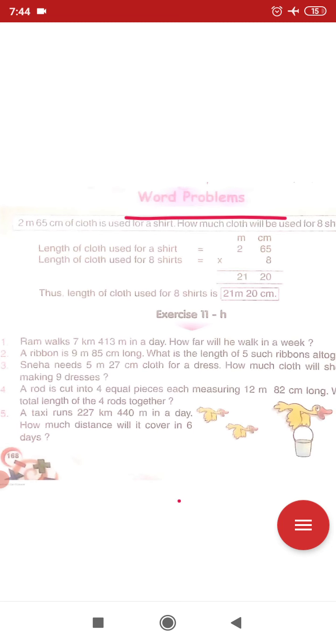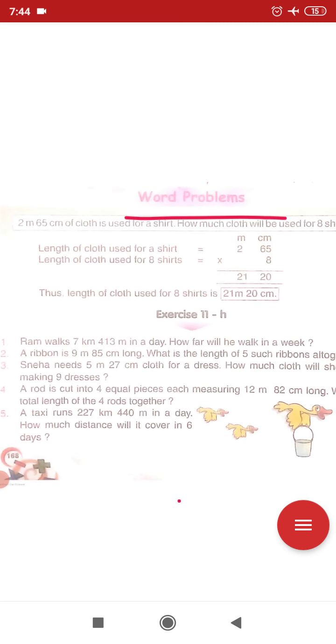You need to operate the problem using multiplication. Clear? So the example you can see here, the calculation already been given. So just observe the example. Now let's move on to the first word problem of exercise 11H.